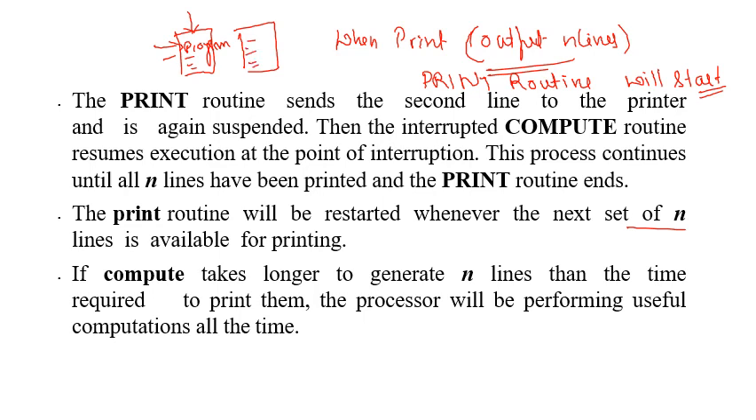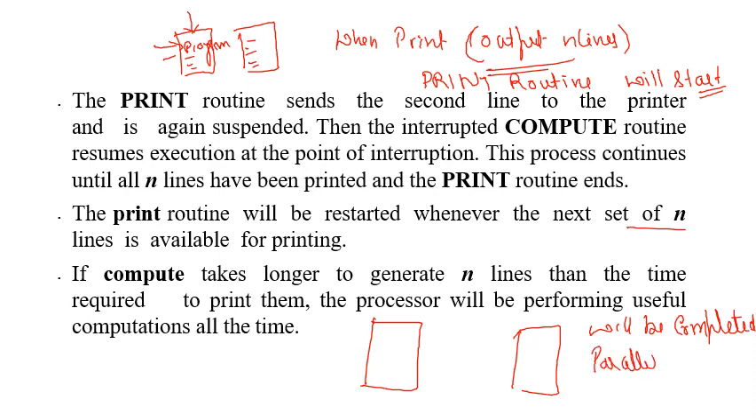So if compute takes a longer time to generate n lines than the time required to print them, the processor will be performing useful computations all the time. Thereby, the time required to execute the entire program will be reduced. So this computation as well as the printing will be completed parallelly, thereby avoiding the wastage of resources. Here, when we say wastage of resources, it is the processor time, which is more precious than any other device as far as the critical computations are required.